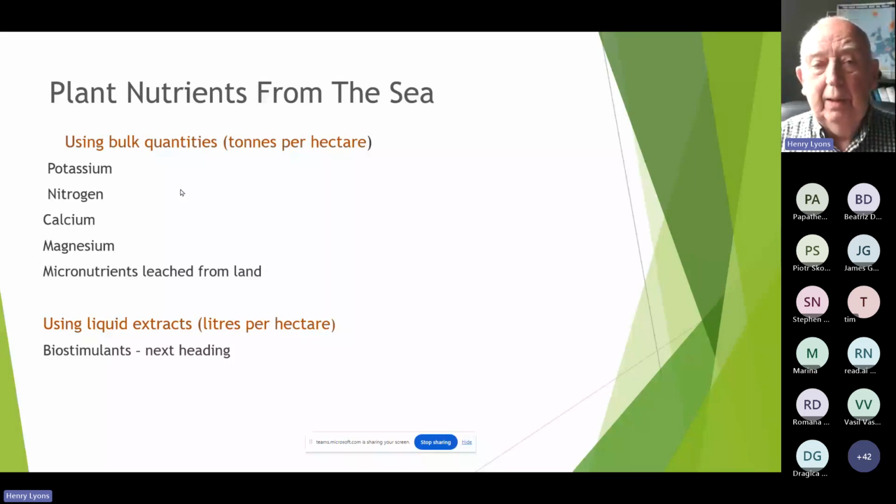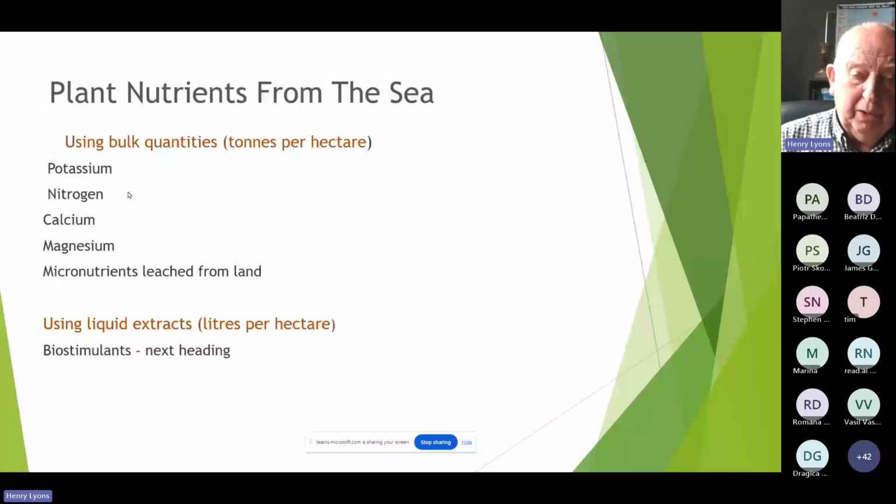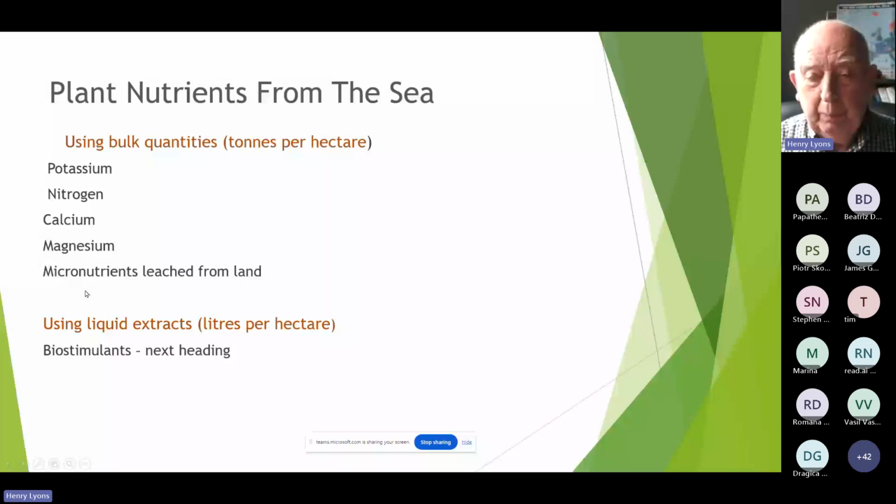Calcium is there in abundance, not only in seaweed, but also from the fish waste and seashells. Magnesium is got from the sea. Magnesium, of course, is used in chlorophyll for photosynthesis. And micronutrients, or trace elements, as they're better known. These have been leached from the land, down from the mountains and fertile land into waterways and into the sea. So micronutrients are recycled. But nowadays, using liquid extracts is the main application for seaweeds in agriculture and horticulture.